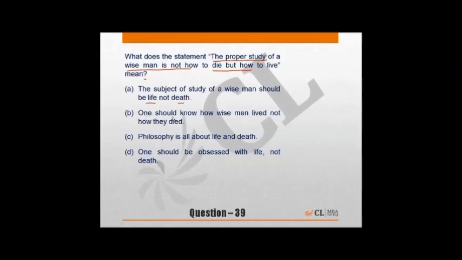Choice A, the subject of study of wise men should be life, not death. Yes, possibly this is correct, but let's verify the other choices also. Choice B: one should know how wise men lived, not how they died. Okay.